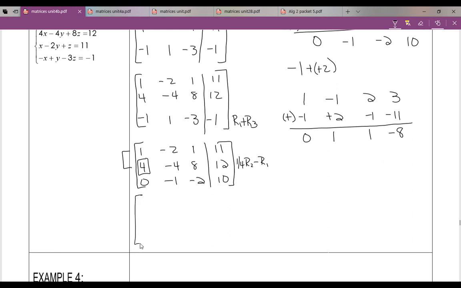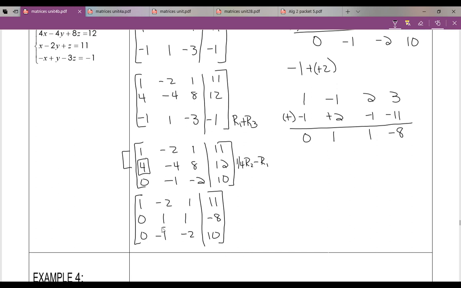So now my top row is still 1, negative 2, 1, and 11. My new second row is 0, 1, 1, negative 8. I actually got 2 for the price of 1. Not only did I get my 0, but I got the 1 I needed in that bottom row. We got lucky when we did it that way.